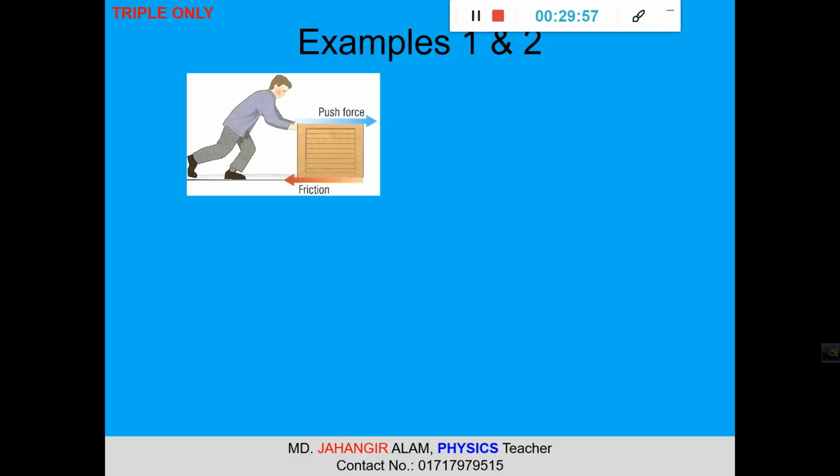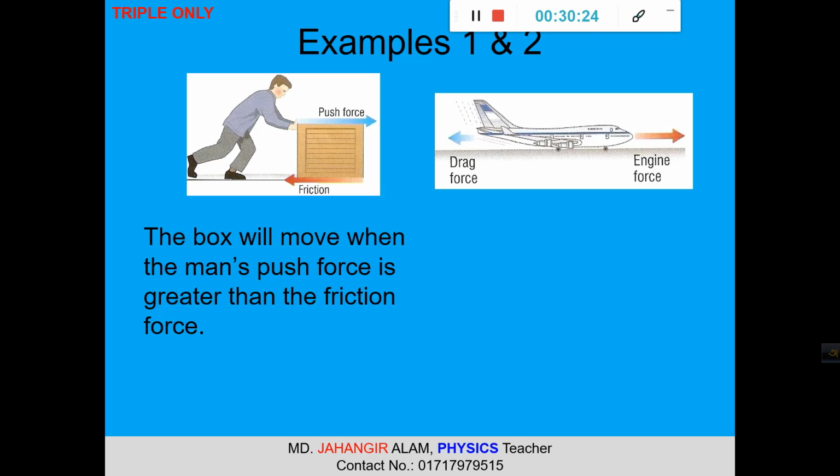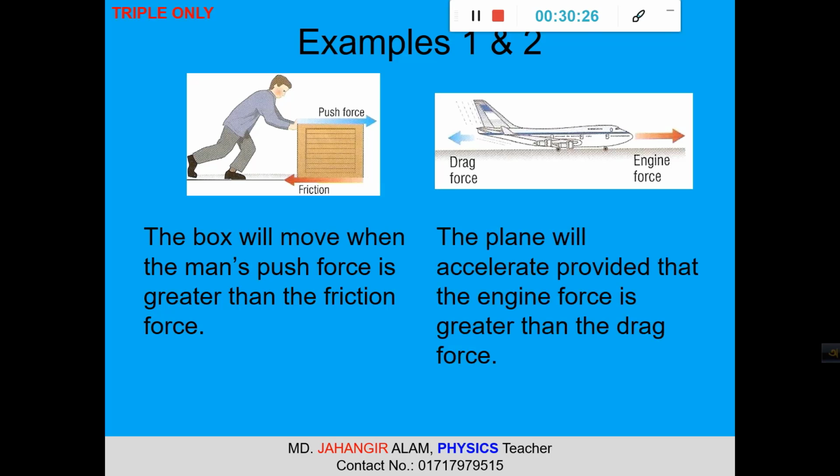Now example 1 and 2. The box will move when the man's push force is greater than the friction force. So if the man's pushing force is greater than the friction force, then the box will move forward. Look at the second example. The plane will accelerate provided that the engine force is greater than the drag force.